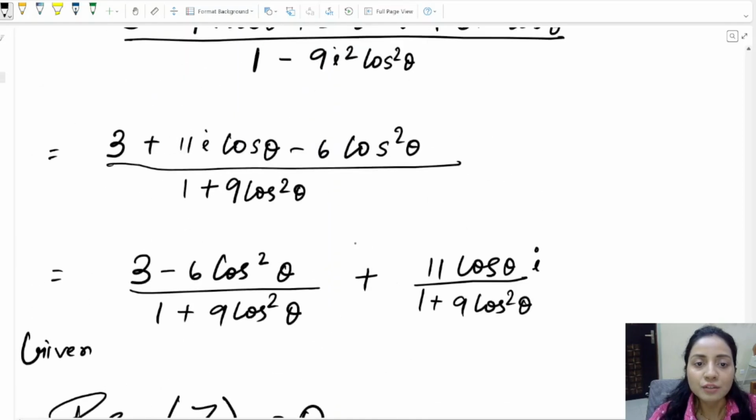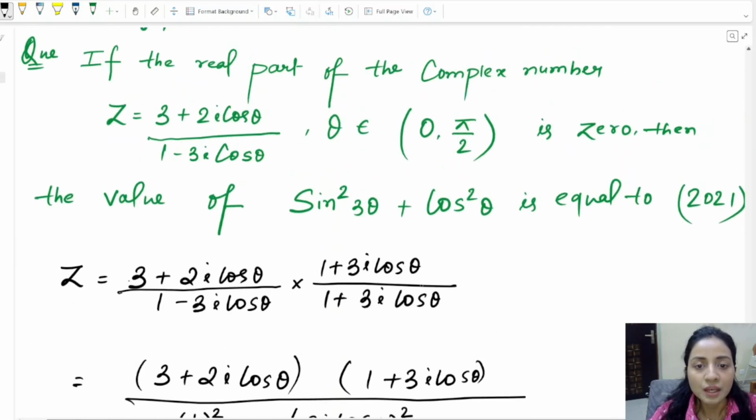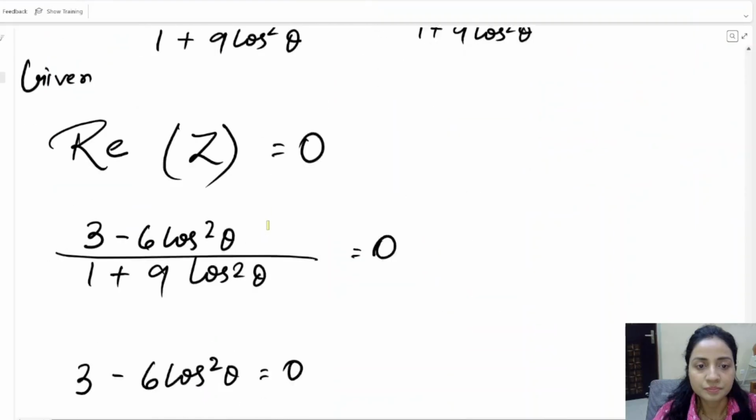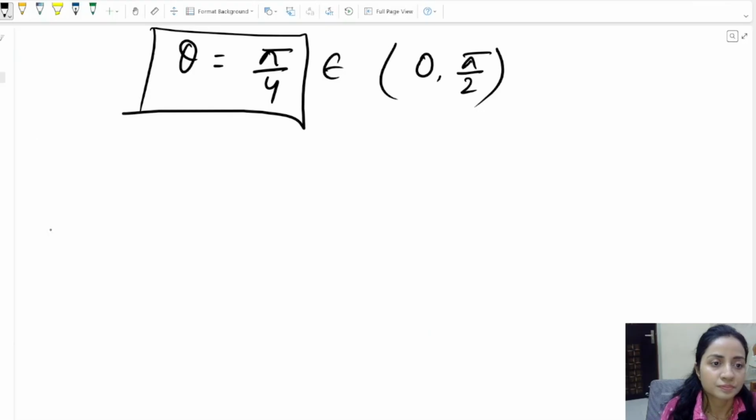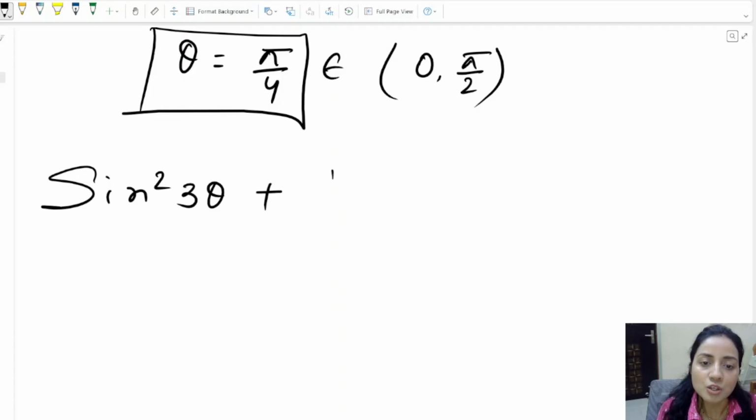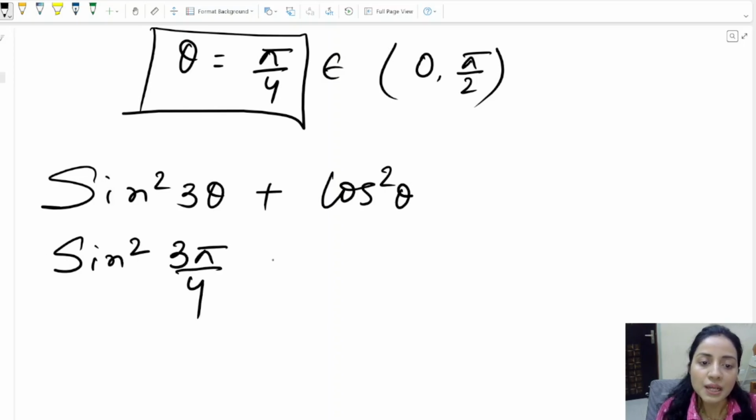Now we are supposed to find whatever is asked in the question. Let's see. We have to find this one. Let me highlight it. Sine square 3 theta plus cos square theta. So sine square 3 pi by 4 plus cos square pi by 4.